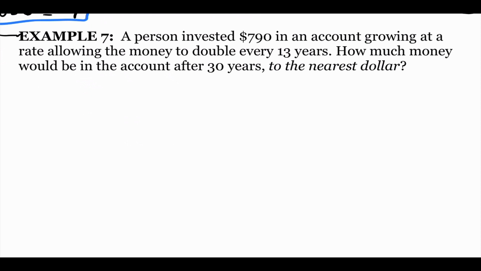So this person invested $790 into an account. It's growing at a rate allowing the money to double every 13 years. So every 13 years, it doubles, right? They're not putting money in. Whoever this person is, it's not like they're putting money in every year. They just put $790 into an account and then forgot about it. 13 years later, it doubled. 13 years after that, it doubled. So for doing nothing, it's doubling.